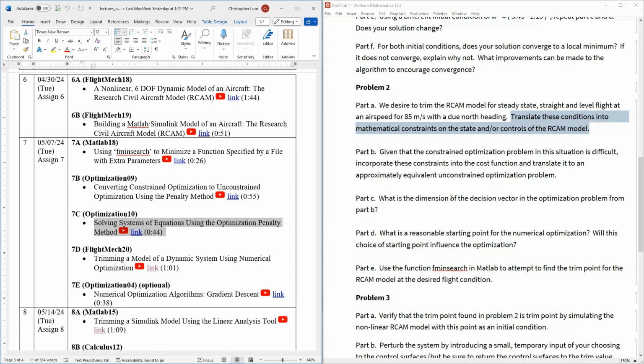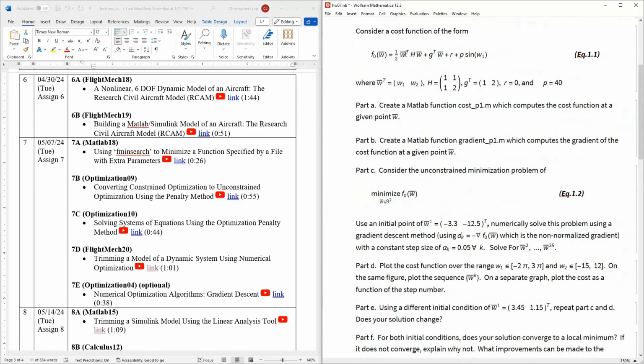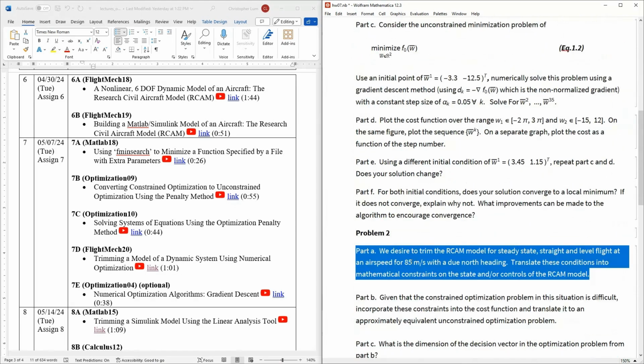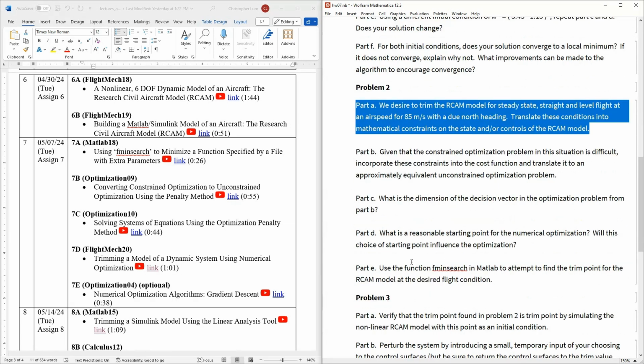That's what we're doing here. So all we're doing, problem two, again, might have a lot of words, but all we're doing is translating these conditions, turning it into a math problem that looks similar to problem one, and then running a numerical gradient descent algorithm on this to see if it's going to solve it.